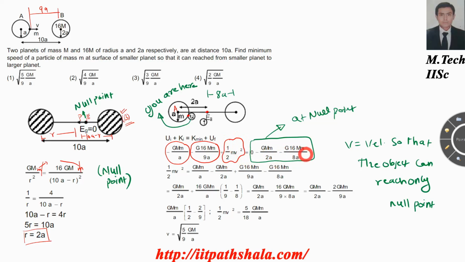And at the null point, my velocity will be equivalent to 0. I will be at halt at this point, because I am giving just enough kinetic energy to reach up to this point. So there is no kinetic energy present at this null point. There will be the gravitational potential energy due to my planet of mass m, and the gravitational potential energy due to my planet of mass 16m over here. After equating, I can say that the least velocity I can give to my particle is as follows.